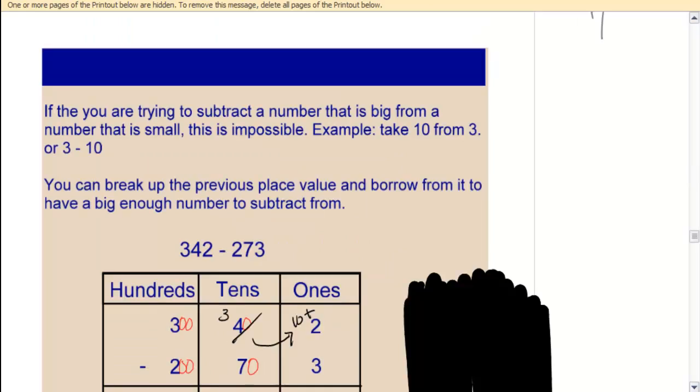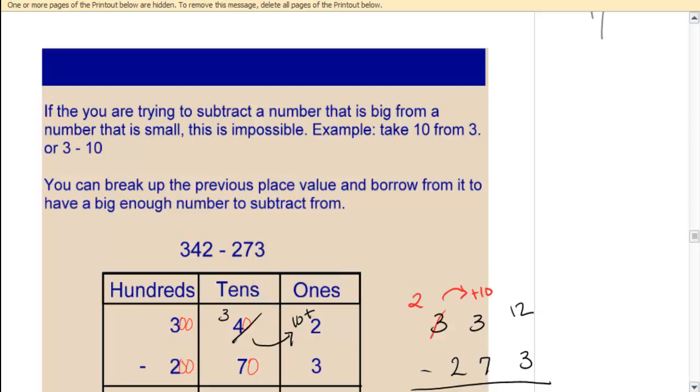In this problem, we need to borrow 1 from the tens place, and when we do that, it ends up adding 10. That 1 changes into 10 ones in the ones place. So we end up with a 3 in the tens place and 12 in the ones place. But then we also are going to have to borrow from the hundreds place because we can't subtract 7 from 3.